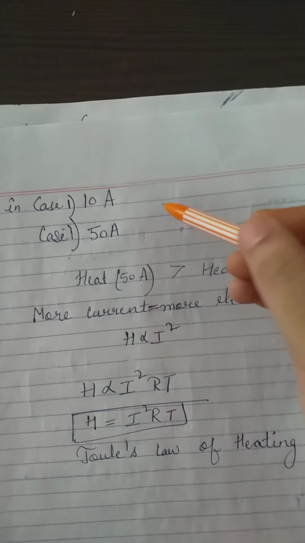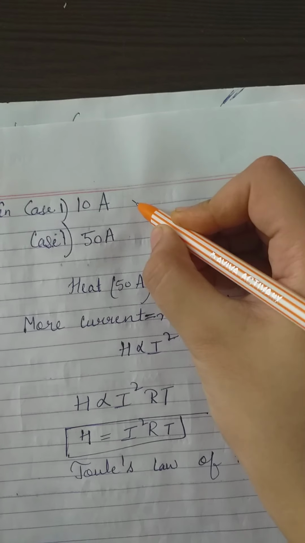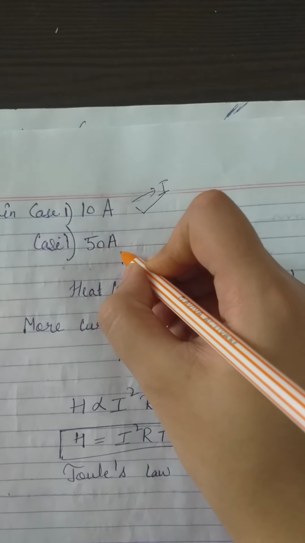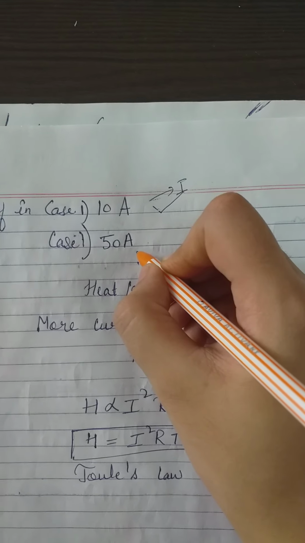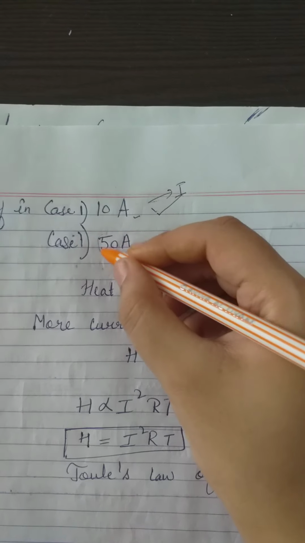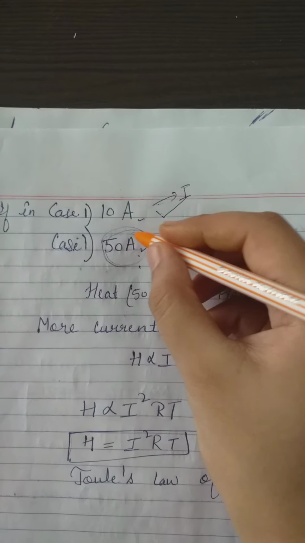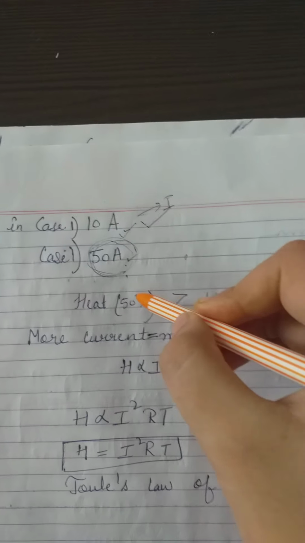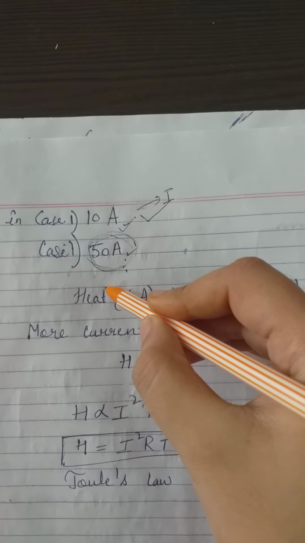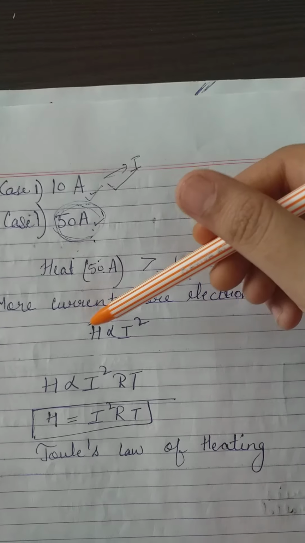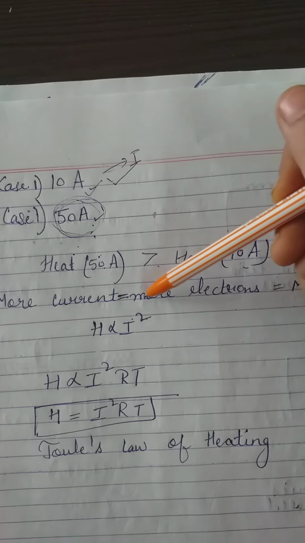If the current flowing through a circuit is 10 ampere, and in another case the current flowing through a circuit is 50 ampere, according to you, in which case is the heating effect more? Case 1 or case 2? As 50 is more, the flow of 50 ampere current is more in comparison to 10 ampere. So according to me, the more the current flowing, the more the heat. So the heating effect in the case of 50 ampere is more in comparison to the heating effect in the case of 10 ampere. So heat is directly proportional to I square.